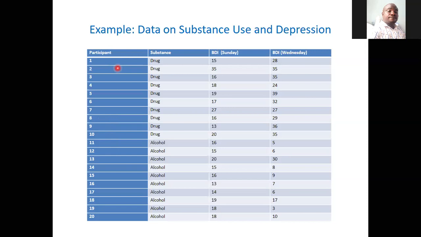So, for example, this is data on substance use and depression. Try to see if substance use is associated with depression. So here we have two types of substances: people on drug or alcohol. Now, in comparing the two, for the depression, I used the Beck Depression Inventory scale.